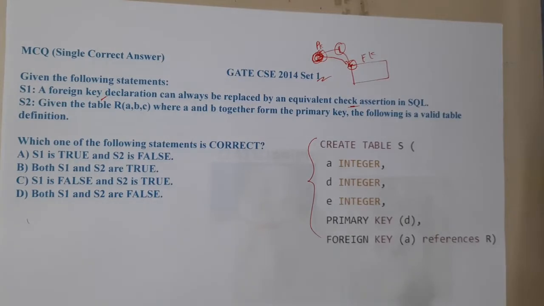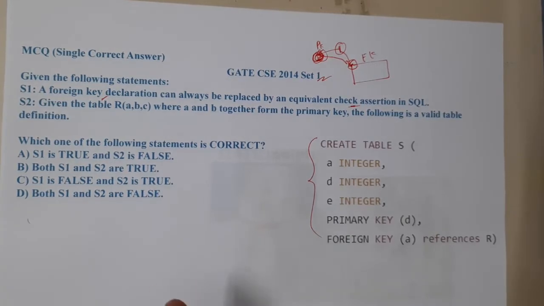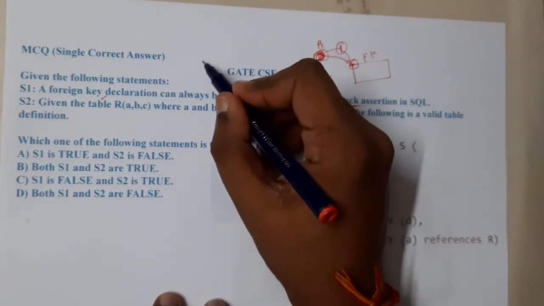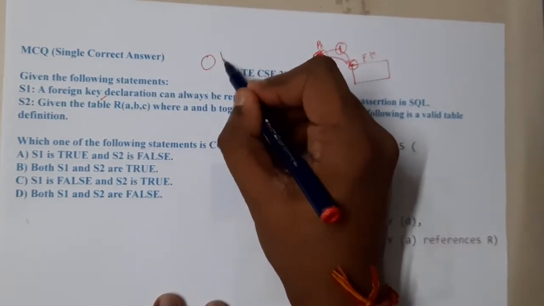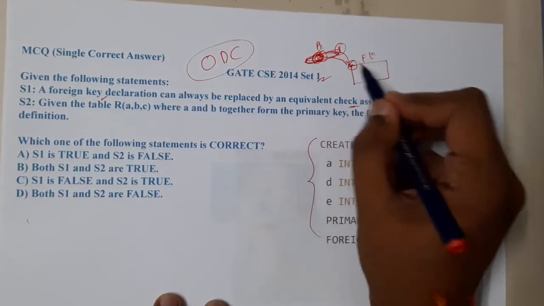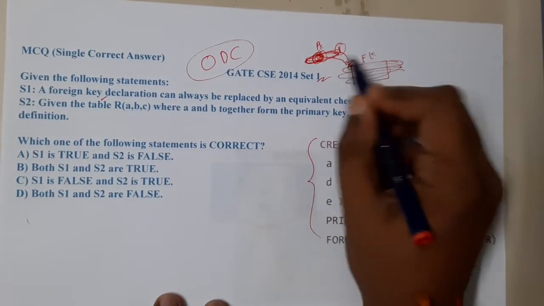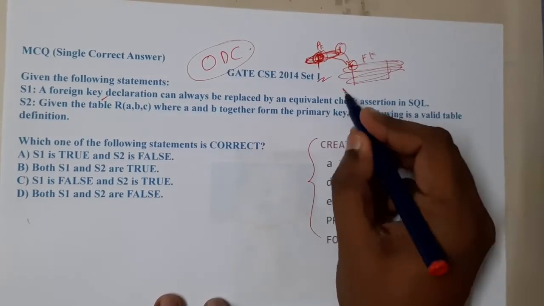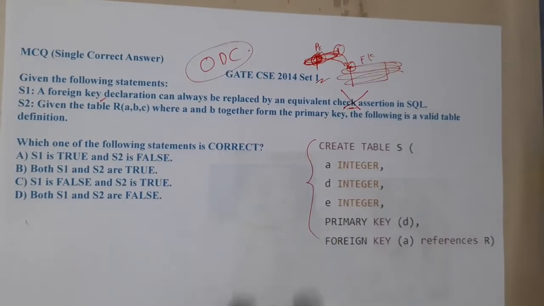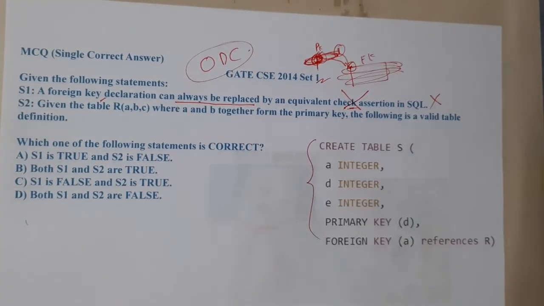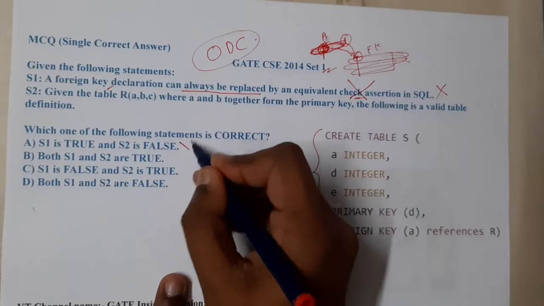But when we are working with a foreign key, by default the tables will be on delete cascade. So if I delete the parent row, all the child rows which belong to that exact value will also be deleted. But those types of things are not possible with a check assertion. So we cannot always replace it, and with that conclusion, we can say that S1 is false.